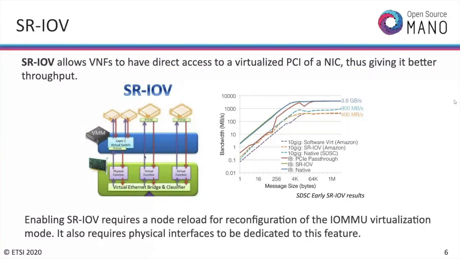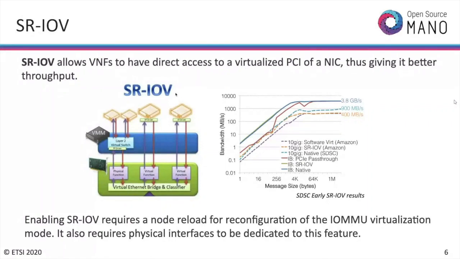But with SR-IOV or pass-through techniques, you can go near the line rate that the NIC allows. And I keep mentioning pass-through. The difference is that you are not virtualizing the NIC. You are using its full capacity, a single interface dedicated to a single virtual machine.